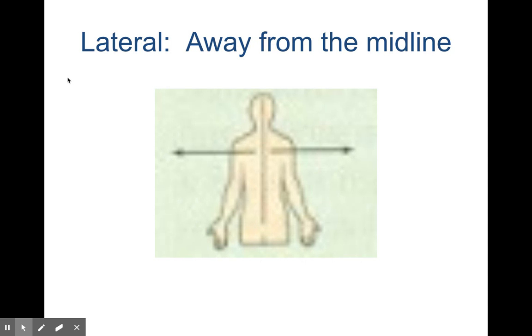Lateral is away from the midline. The midline is an imaginary line dividing you into a left and a right. It goes right down your backbone. So lateral is away from the midline. The ear is lateral to the nose. The ear is farther away from the midline than the nose is.